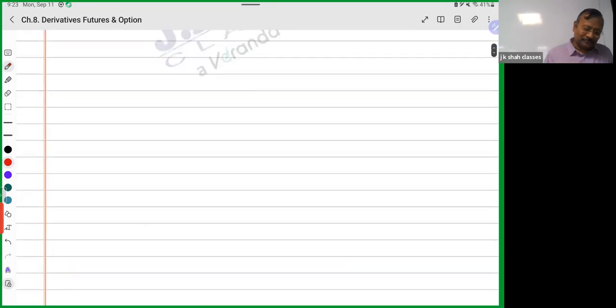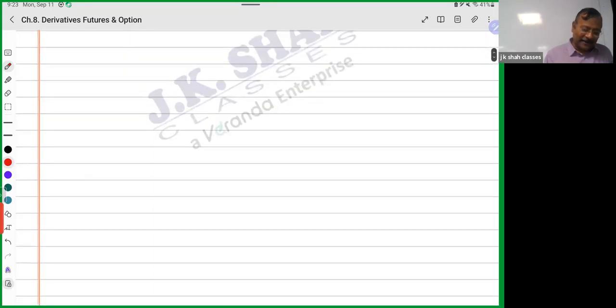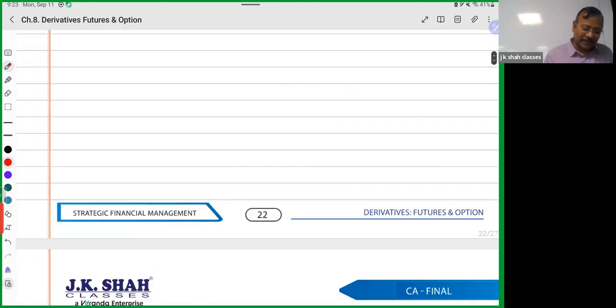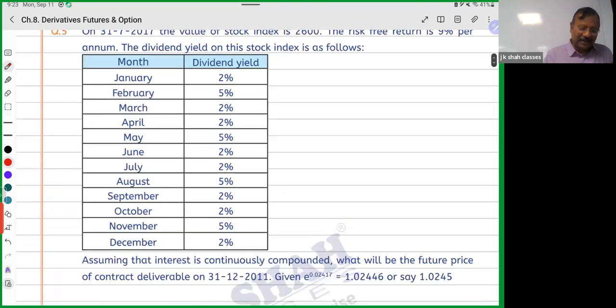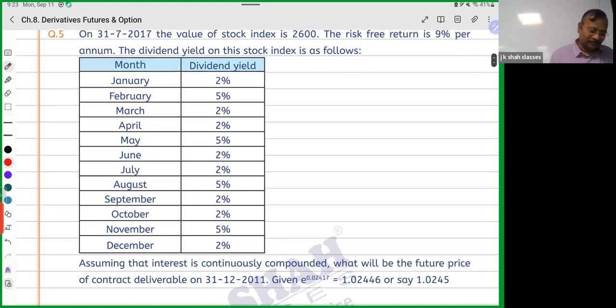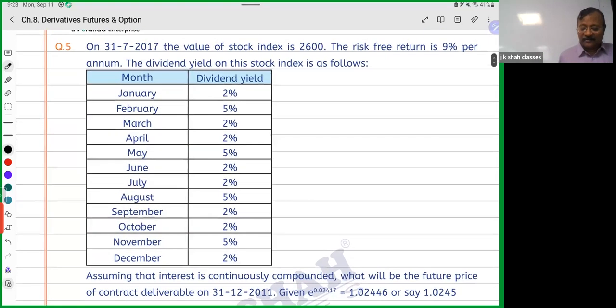Now, let's look at question 5. On 31/7/2017, the value of stock index is 2,600. The risk-free return is 9% per annum. Dividend yield on the stock index is as follows. Okay, this is the dividend yield.